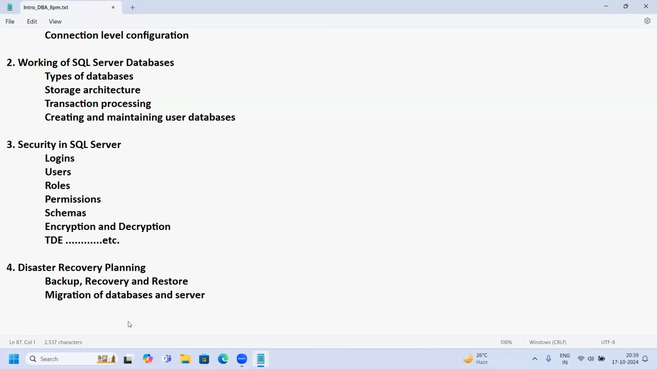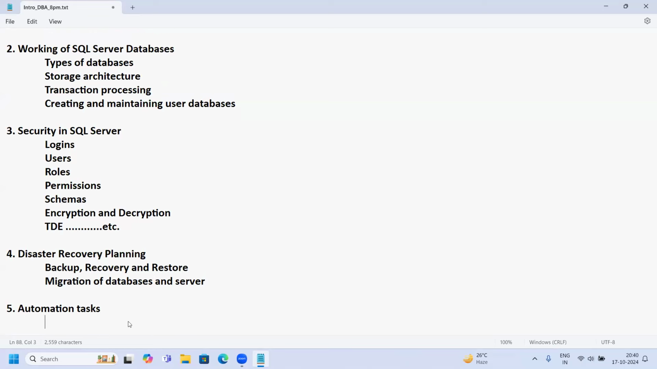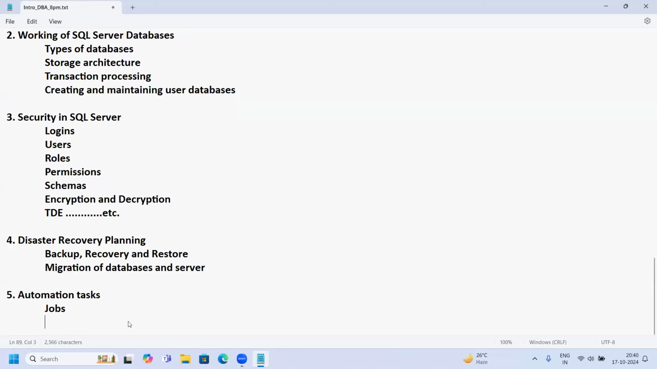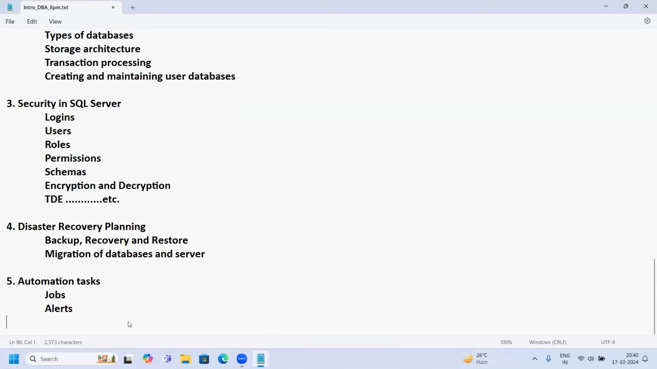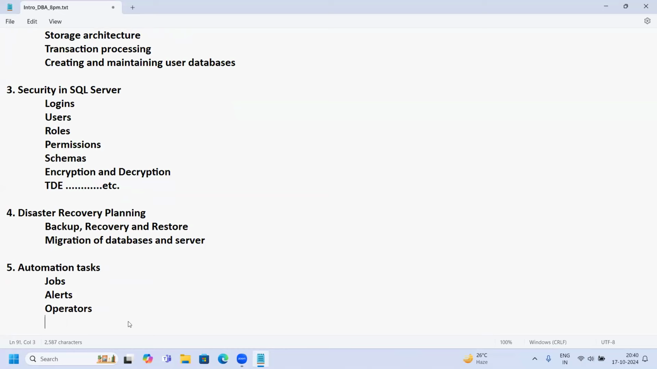And after this, compulsory as a DBA, you should know about automation tasks. That includes what? Jobs, alerts, operators, DB mail, and so on.